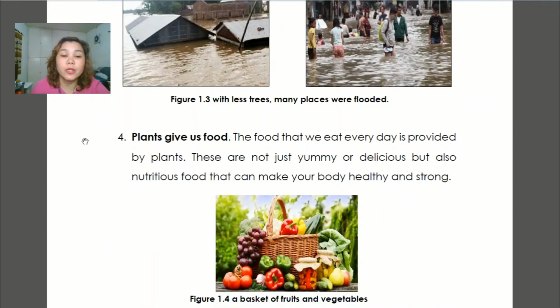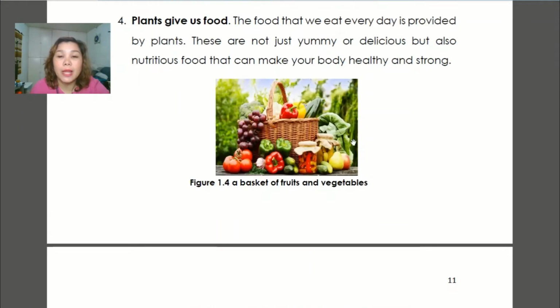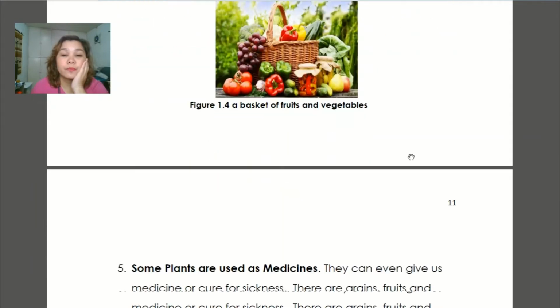Number four, plants give us food. The food that we eat every day is provided by plants. All the fruits and vegetables are not just yummy or delicious, but also nutritious food that can make your body healthy and strong. So these are from plants. These are the food that we eat, fruits and vegetables. So look how important plants are to us.